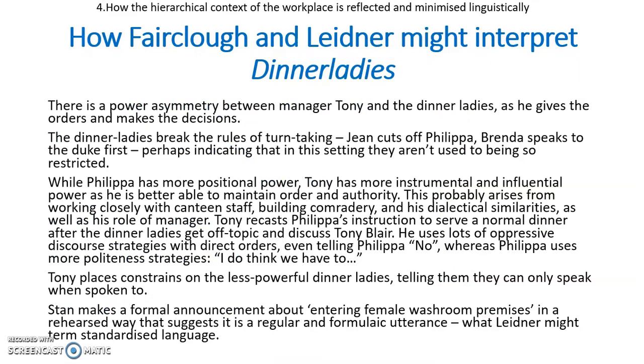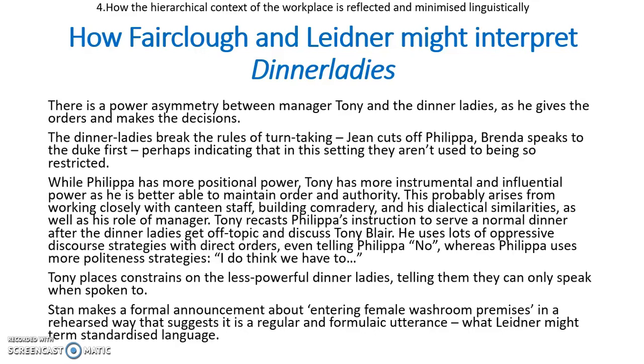Okay, so here's what I was thinking then. There's a kind of power asymmetry with Tony and the Dinnerladies. He gives lots of orders and he makes decisions, but he is kind of part of that group, isn't he? The Dinnerladies break the rules of turn taking. So Jean talks over Philippa, even though she's the boss. Brenda speaks to the Duke first. She just kind of forgets herself. And maybe that shows that they're not used to being restricted. It's not a very formal situation that they normally work in.